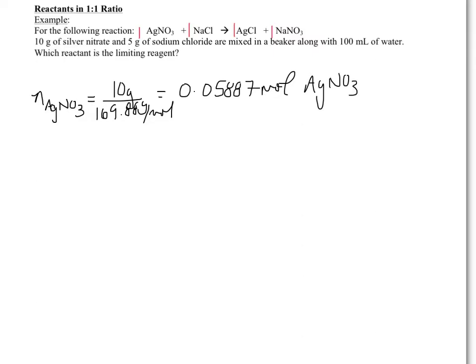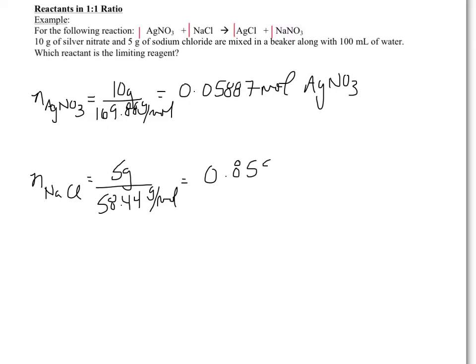So I'm going to redo what I just did with sodium chloride. Sorry, I had to sneeze. I'm going to find out how many moles of sodium chloride I have. My mass of sodium chloride was 5 grams. Divide by the molar mass of sodium chloride, which is 58.44 grams per mole, which gives me a grand total of 0.8556.